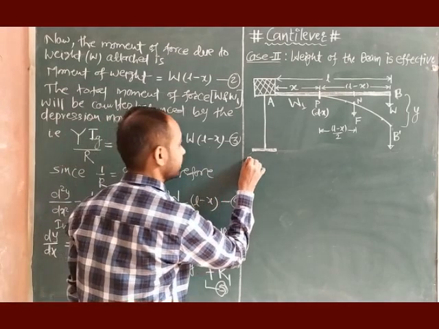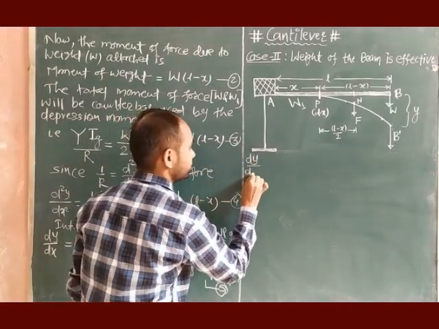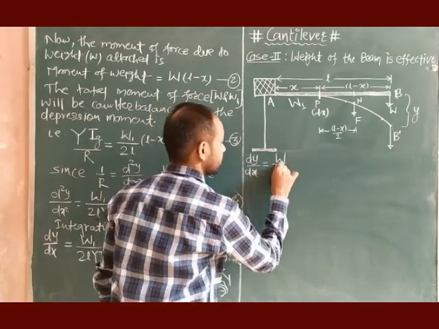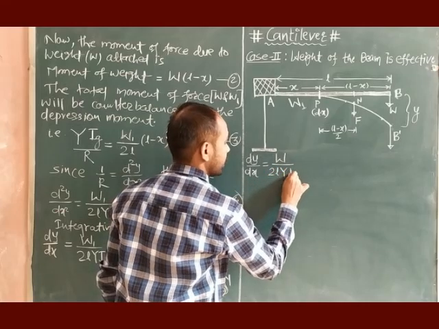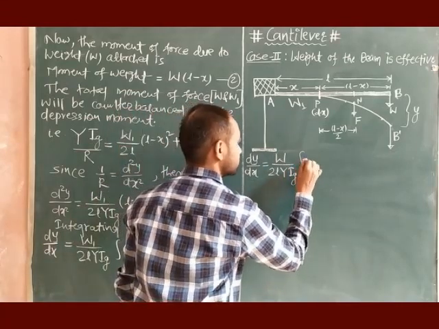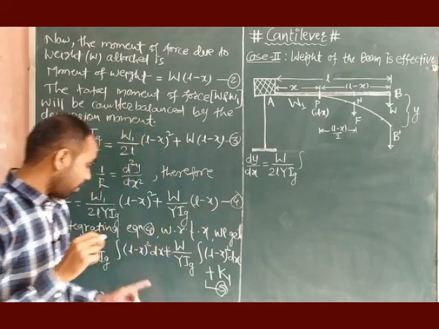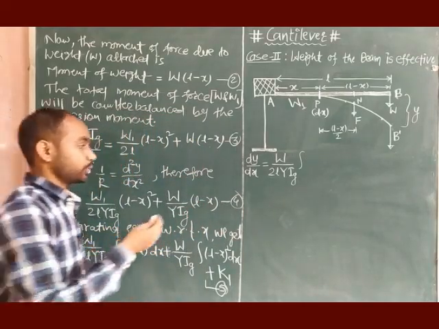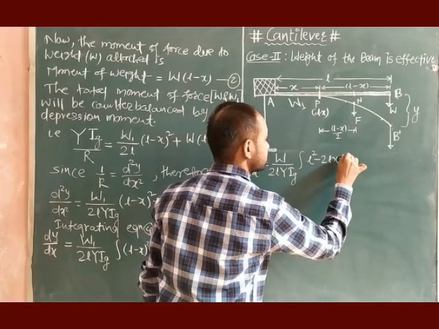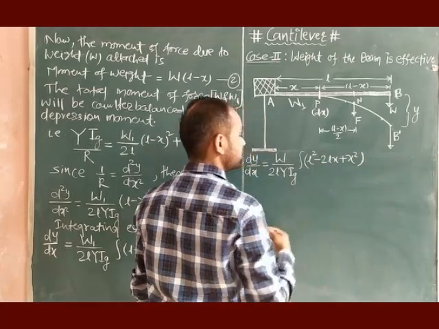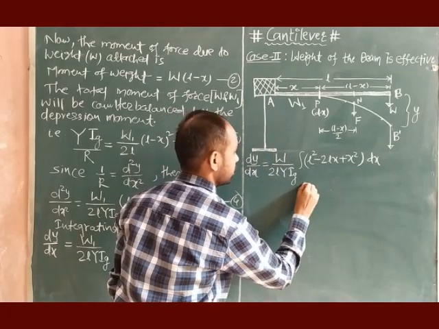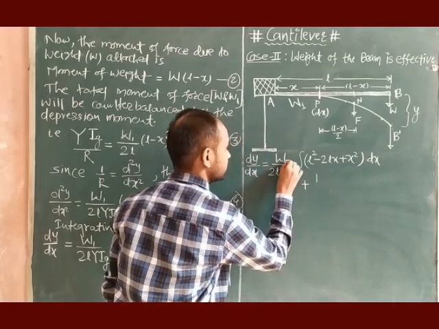So therefore let me write here dy by dx is equal to w1 divided by 2 L y_ig, the geometrical moment of inertia as it is, into, let me extend one more step, integration of (L minus x) squared, that is (a minus b) whole square. So it is simply L square minus 2Lx plus x square, into dx, plus, let me write one step here, plus the second term, it is w1.